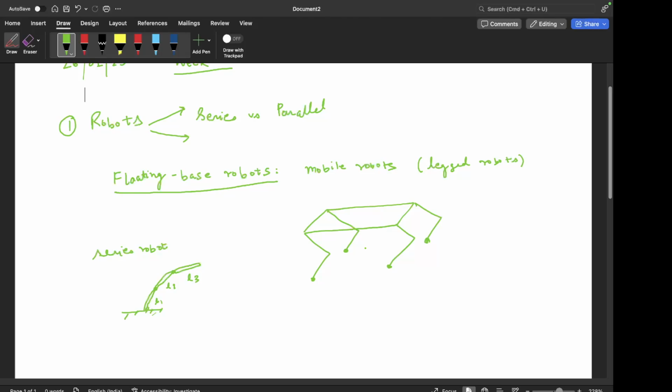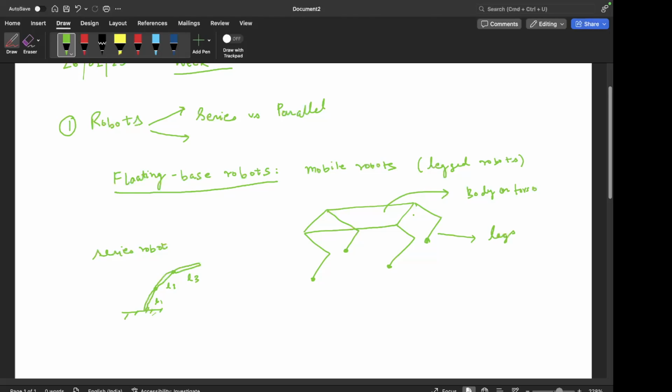Right. So what's special in this case? First, let me tell you where is the serial robot in this robotic dog. So this is a very basic sketch. This is the body or the torso of the robot, right? And these are the legs. So there are four legs.